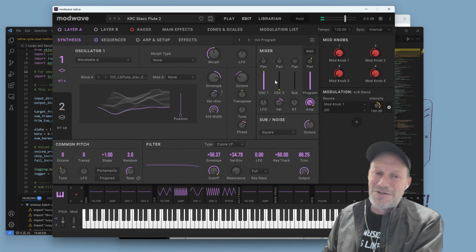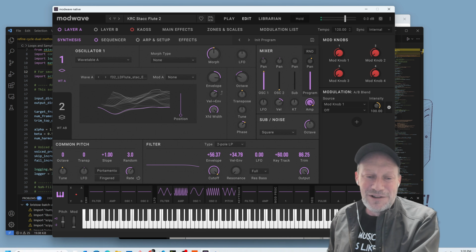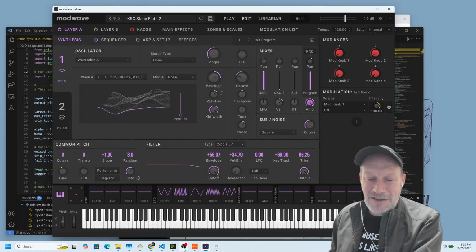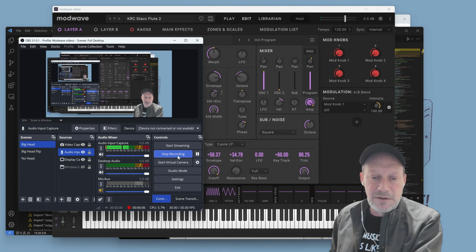Okay, I'm going to take a short break, and then we'll look at Phaseplant and sample import in Phaseplant, and we'll talk about the fundamental issues involved in sample-to-wavetable conversion.